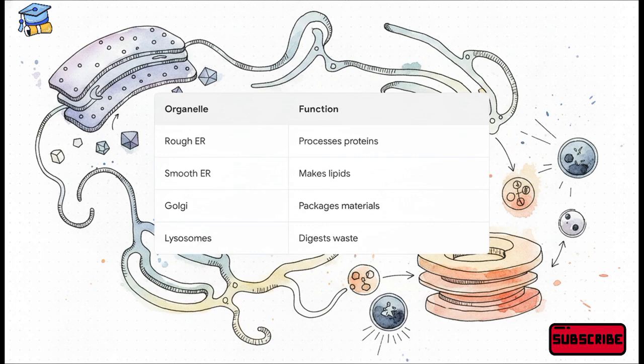Right next door is the smooth ER, which lacks ribosomes. It acts more like a specialized chemical plant, making lipids for membranes and breaking down toxins. Once proteins are built, they're sent to the Golgi apparatus, basically the cell's post office. The Golgi processes, packages, and slaps a new coating of lipid membrane around materials before shipping them out.